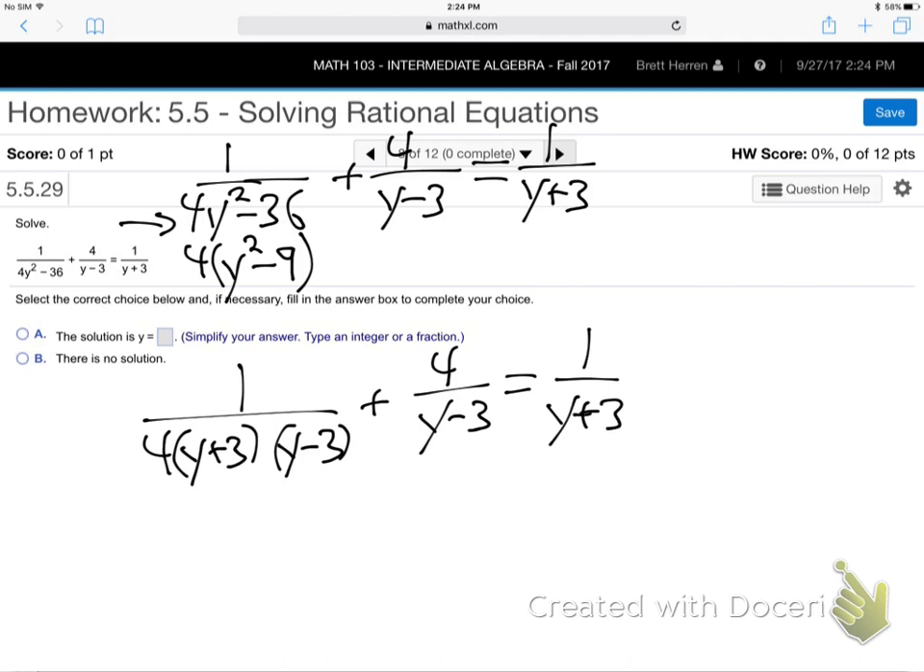Maybe I should have let you do that. Maybe we're going too fast. So go ahead and finish it from there. So the whole common denominator is going to be 4 times y plus 3, y minus 3. Correct. The whole thing. And so the common denominator is the whole thing, huh? You need the 4, the y plus 3, and the y minus 3. Common denominator is one of each.